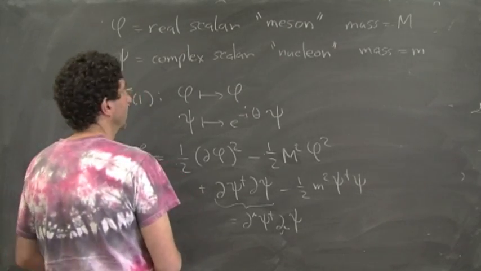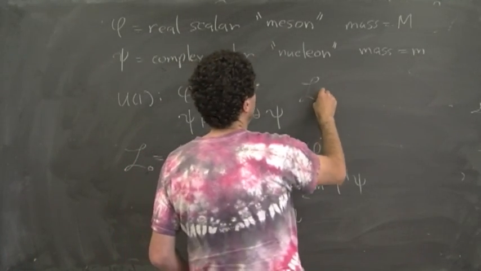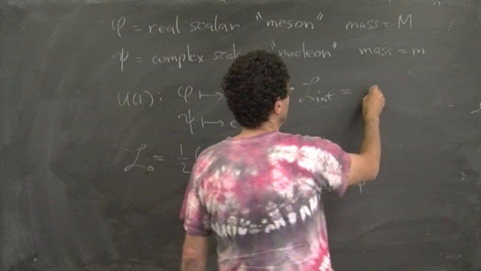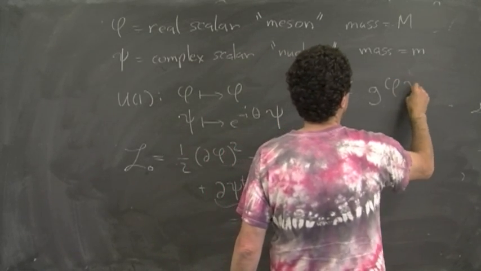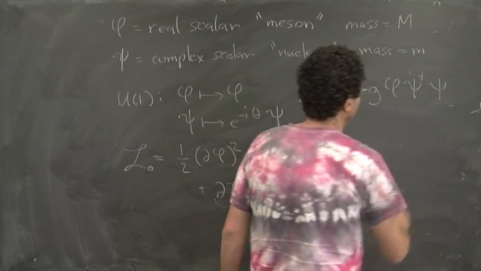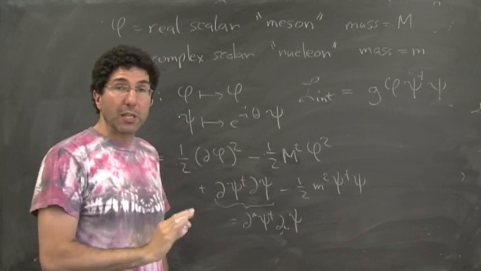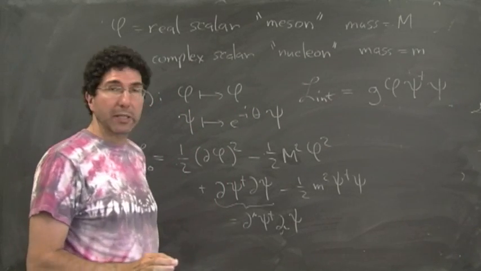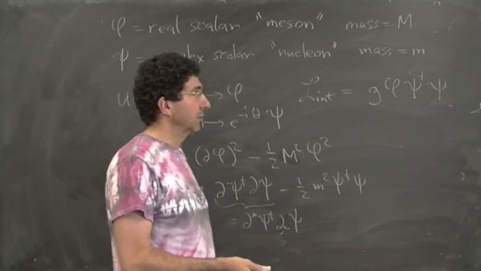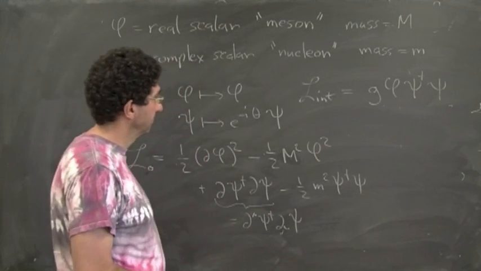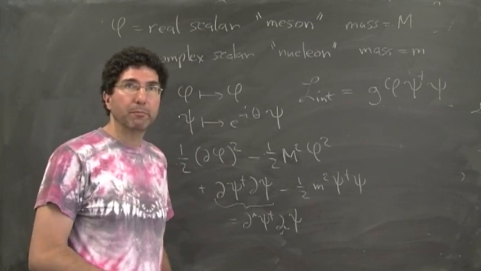But now what is the interaction term? That's the important thing. The interaction term is going to be g φ ψ†ψ, okay? This is not the only interaction term I could write down. This is just a simple model, okay? All right, so there's our model.